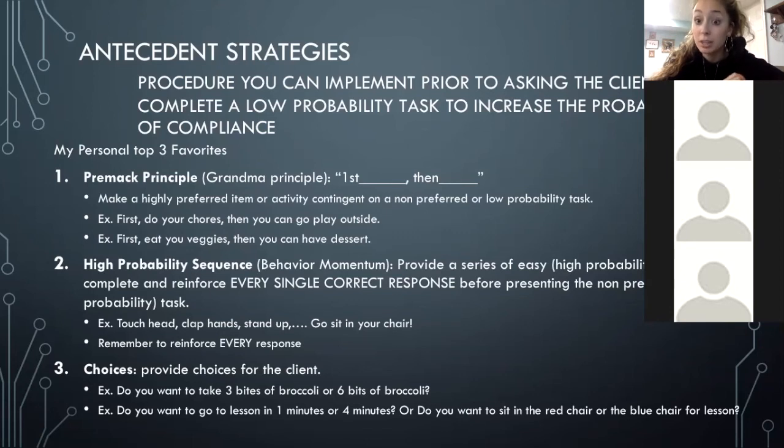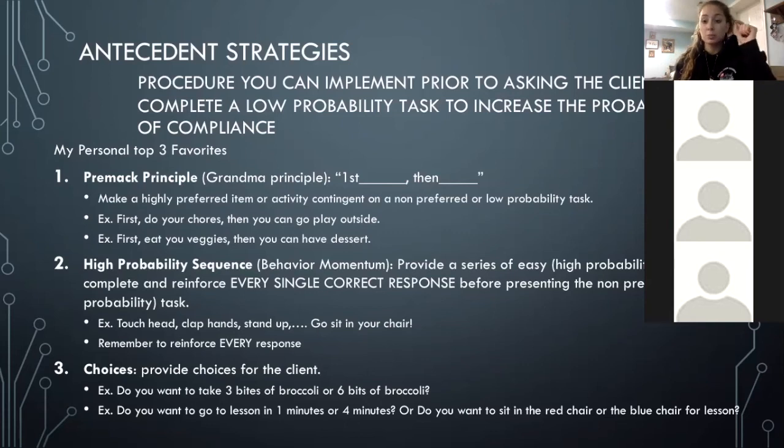So let's say you know that they want to play Roblox or video games. How I would present that or use the PREMAC principle is I would say, okay, first we're going to have 5 conversations with peers. Then you can have Roblox, okay? So first the non-preferred task or the low probability task, followed by the high probability task or the preferred activity or item that they want, right? This could look like first do your chores, then you can go outside. First eat your veggies, then you can have dessert, okay?